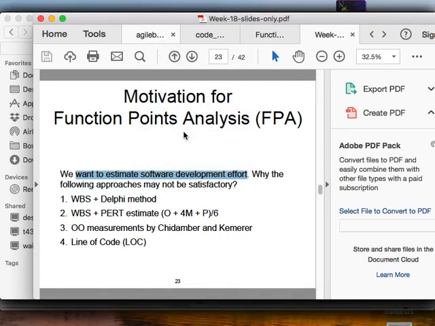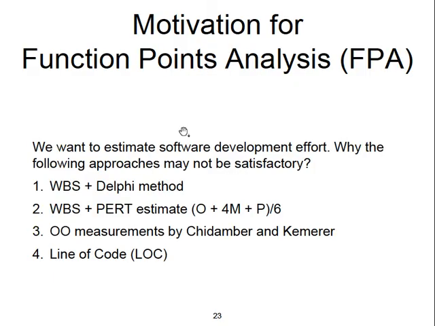So function point analysis. We are in the chapter of doing software measurements. So we try to measure software, and function point analysis is an approach that measures software to help us estimate how much work there is to write a system.